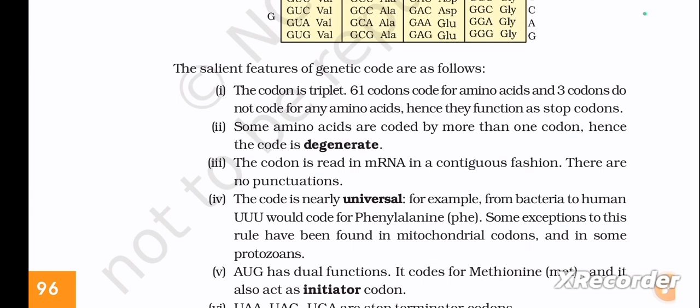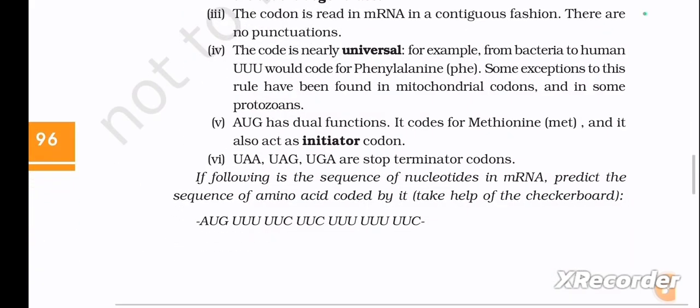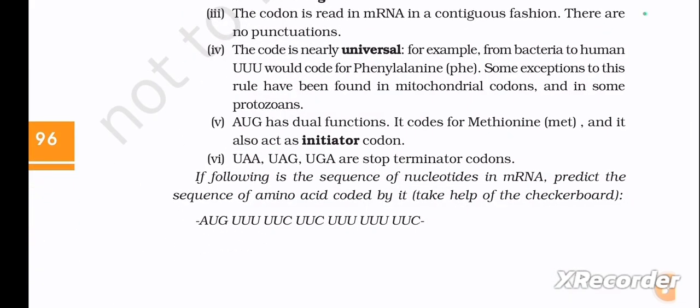Fourth point, the code is nearly universal. For example, from bacteria to human, UUU would code for phenylalanine. Some exceptions to this rule have been found in mitochondrial codons and in some protozoans. Fifth point, AUG has dual functions. It codes for methionine and it also acts as initiator codon. Sixth point, UAA, UAG, UGA are stop terminator codons.